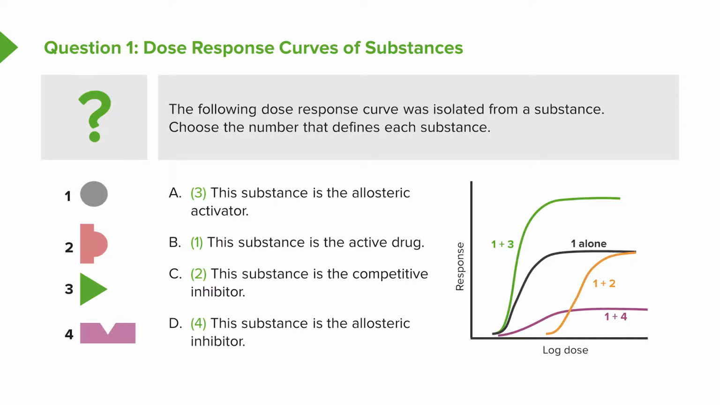Let's take a look at C. C, this substance is the competitive inhibitor. Notice how the yellow curve is shifted over on the graph. That means that you need a higher dose to overcome that competitive inhibitor. Now compare that to D, which is the allosteric inhibitor. Notice that the purple or the plum curve actually starts at the same point, but the total response is much lower and it never gets higher than a certain point, and it is always less than 1 alone.